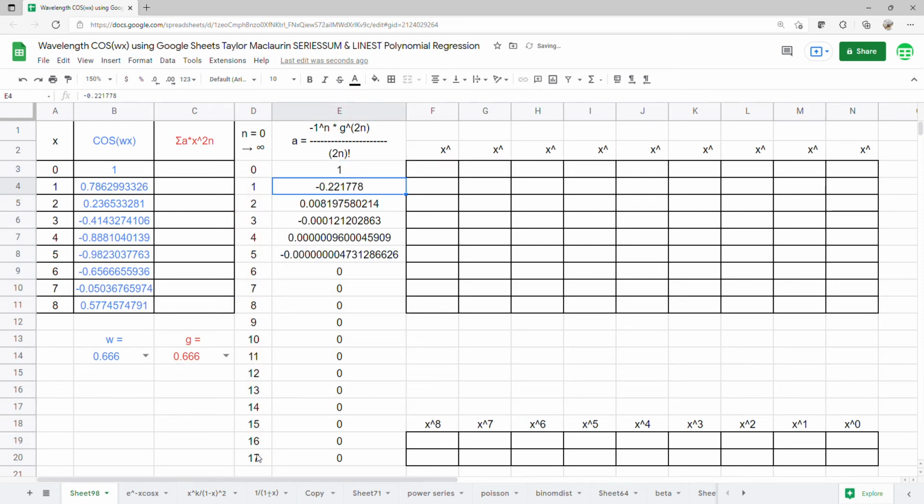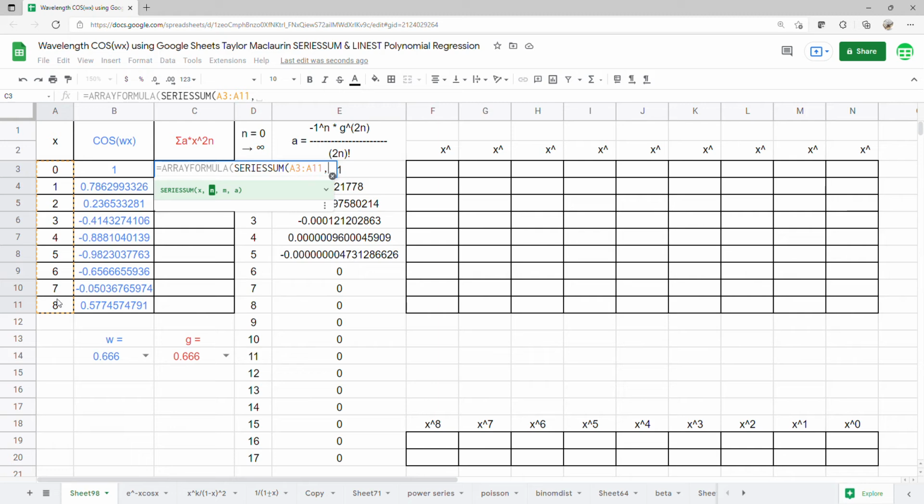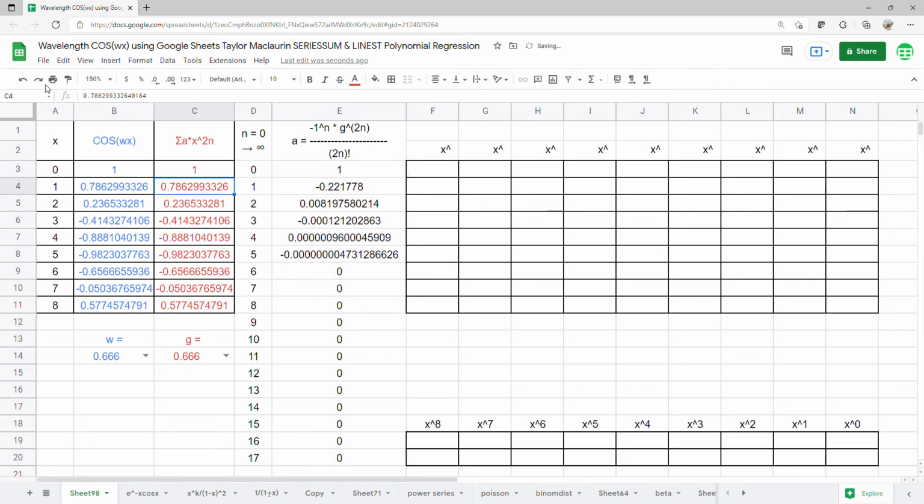Now we can complete the Maclaurin series expansion of the cosine. So this is equal to our formula, SERIESSUM of the x values raised to the power 2n. 2n starts from 0, incremented by 2, and the coefficient a will be this range. And we'll chart this.